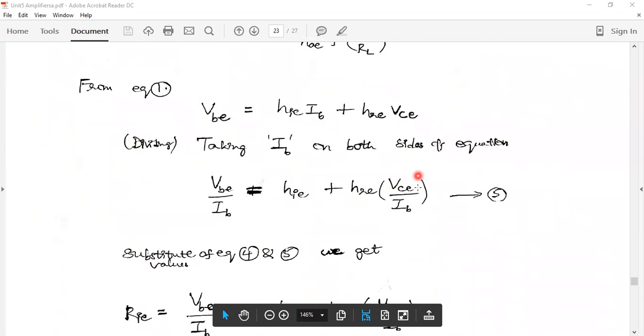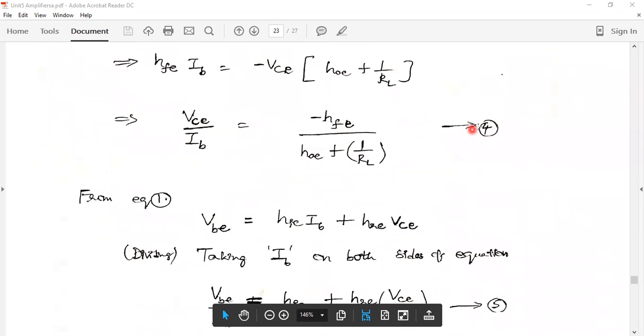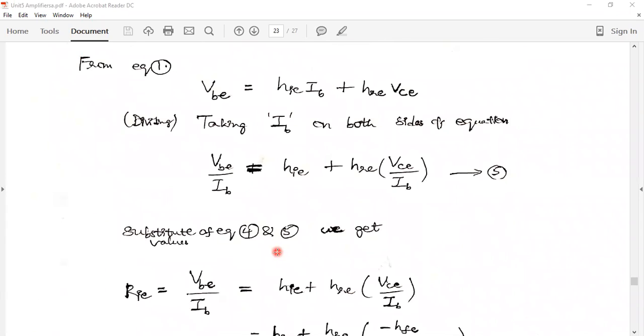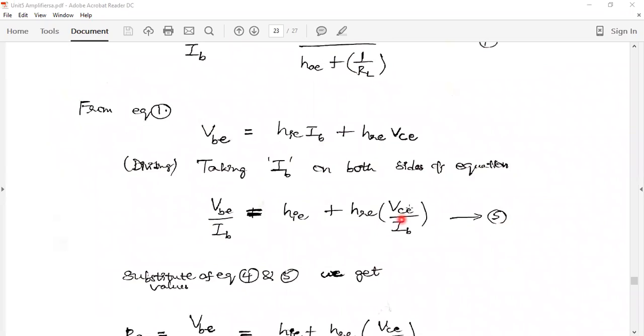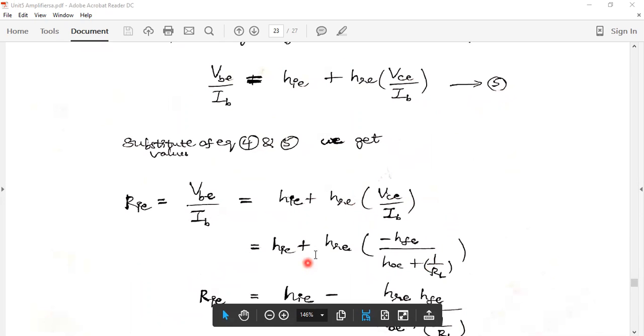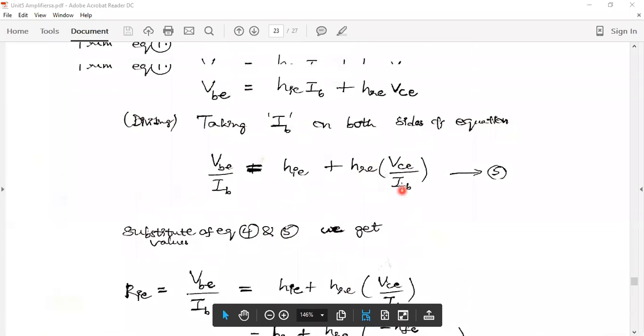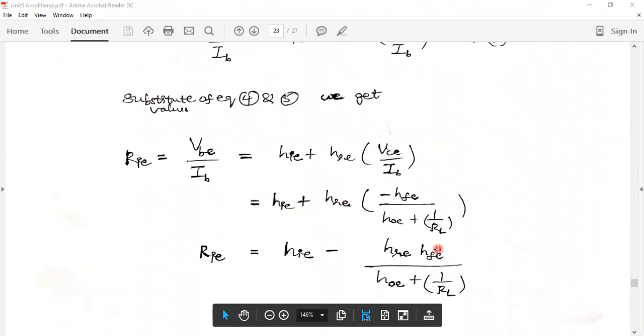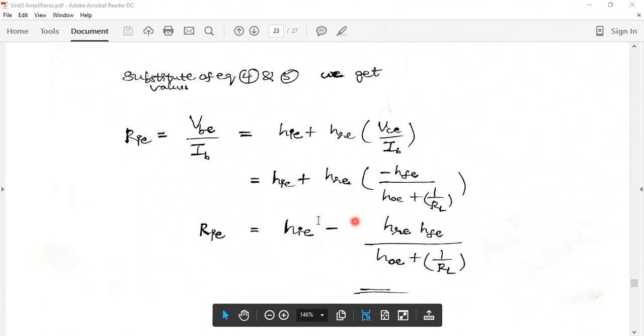This VCE by IB term, we know this term in equation 4. Thereafter, substituting equation 4 in equation 5. Therefore, VBE by IB, what is that? It is the input resistance, so I am writing that: RIE is equal to VBE by IB, that is equal to HIE plus HRE into VCE by IB. Thereafter, I am substituting equation number 4 here. Therefore, this is the final equation for HIE, this is the final equation.